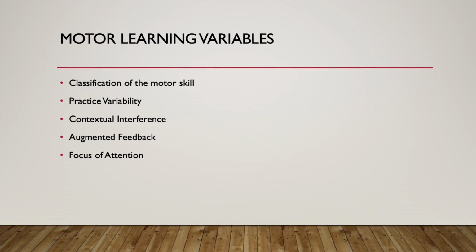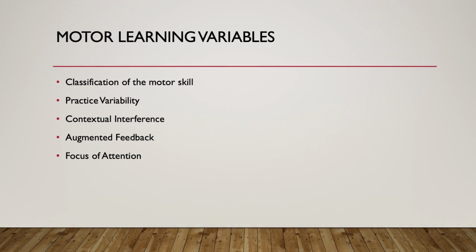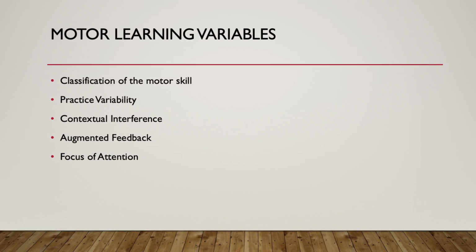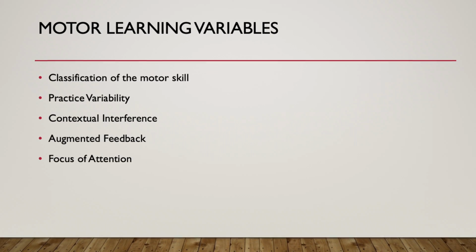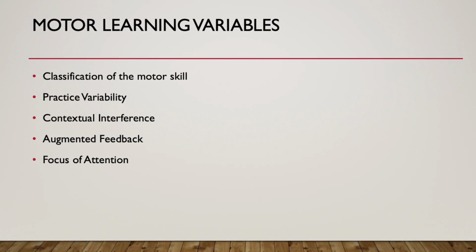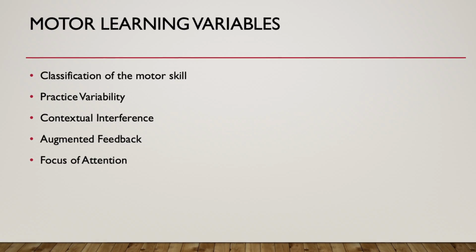In this lesson, we will classify the motor skill and integrate practice variability, contextual interference, augmented feedback, and focus of attention to ensure the efficient learning of the motor skill.